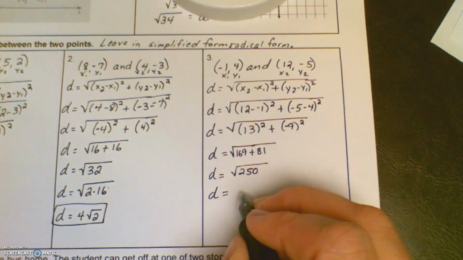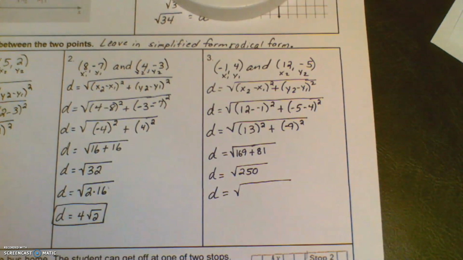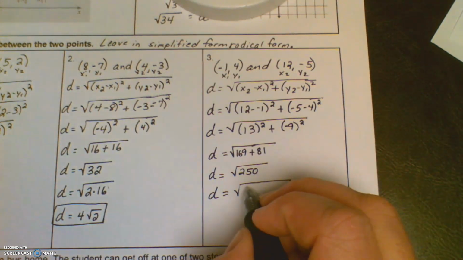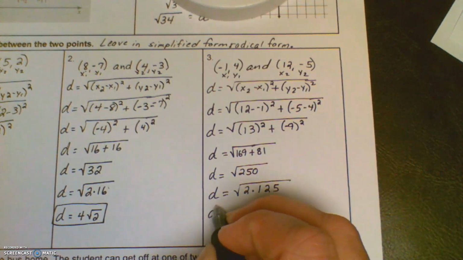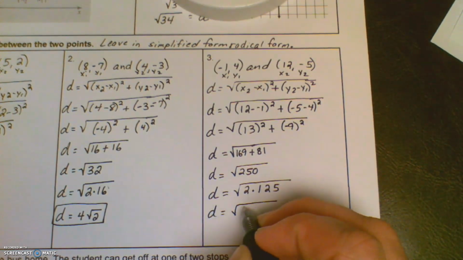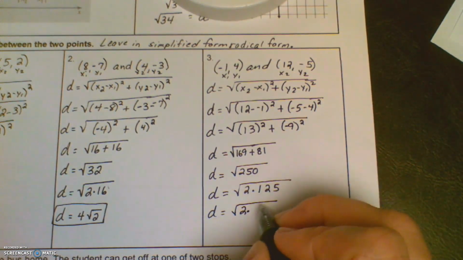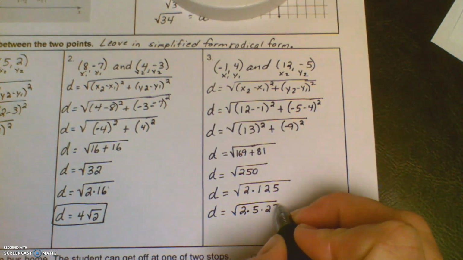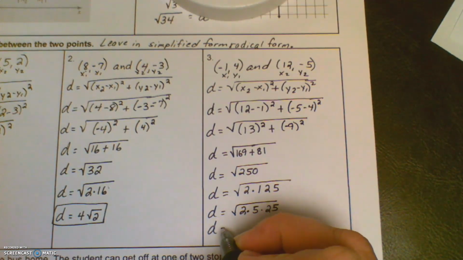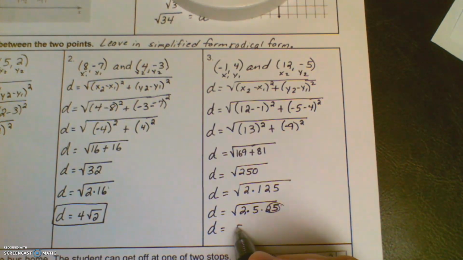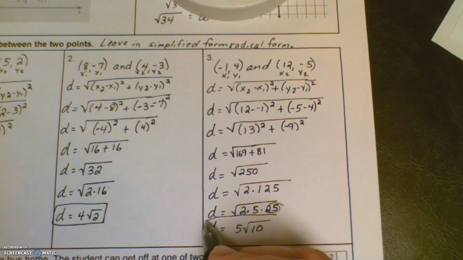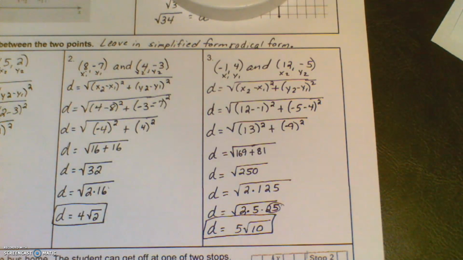And reducing this, I could do 2 times 125. 125, I could do 5 times 25. The square root of 25 is 5. 2 and 5 you can't do anything with, so 2 times 5 is 10. So your distance is 5 square roots of 10.